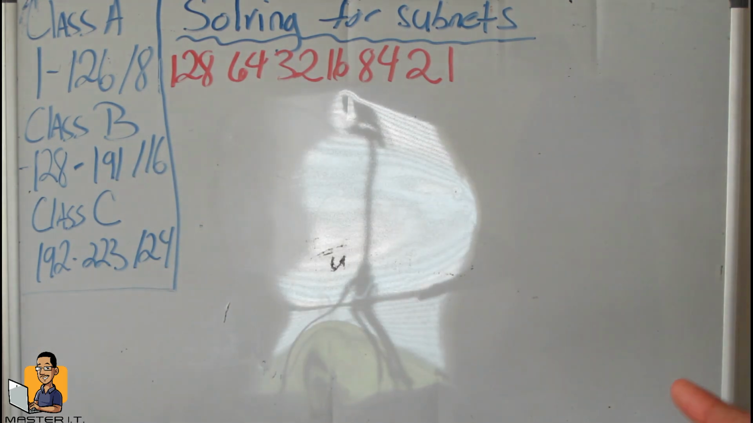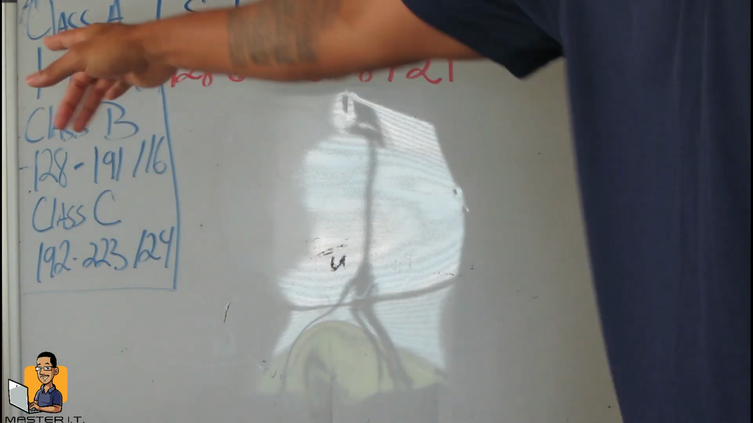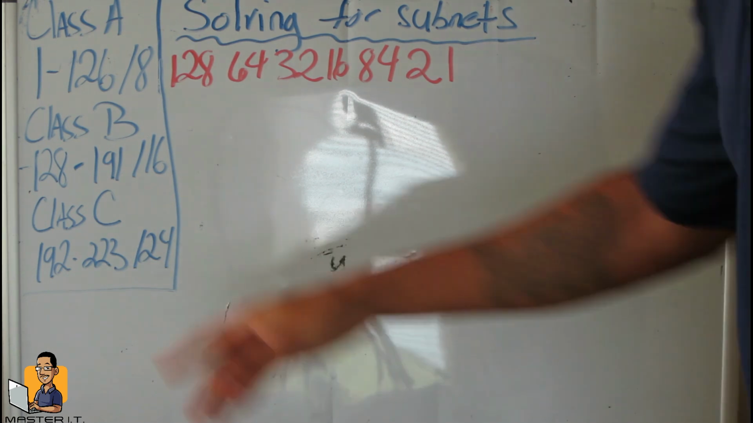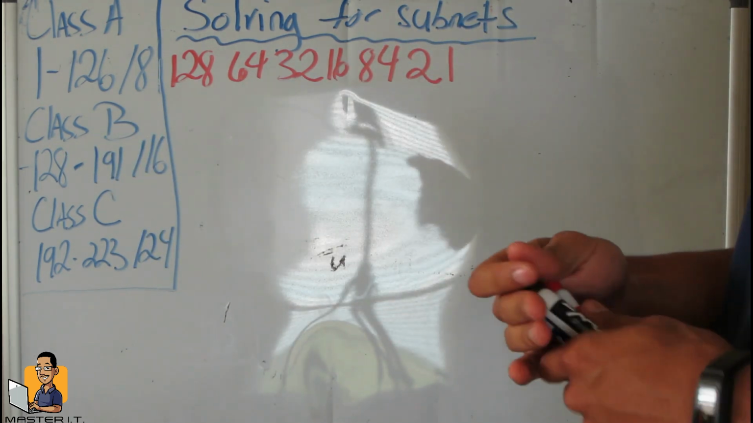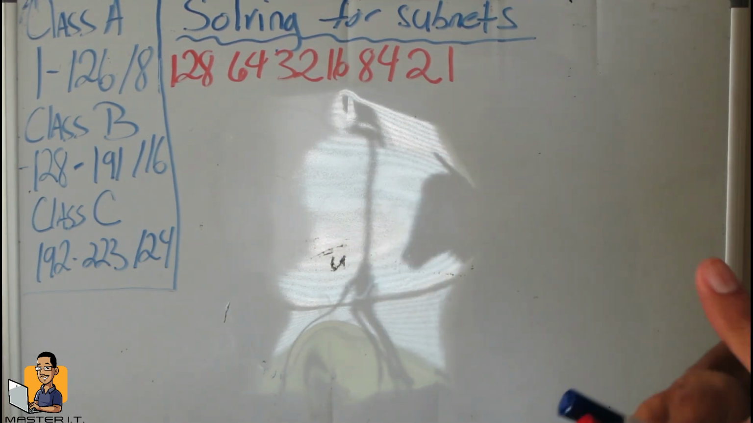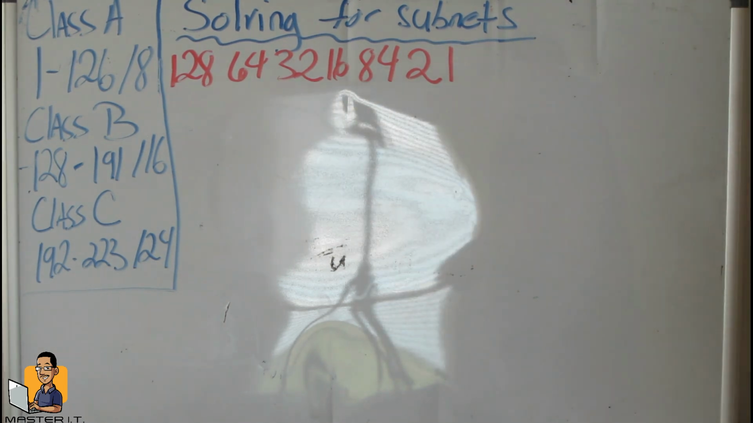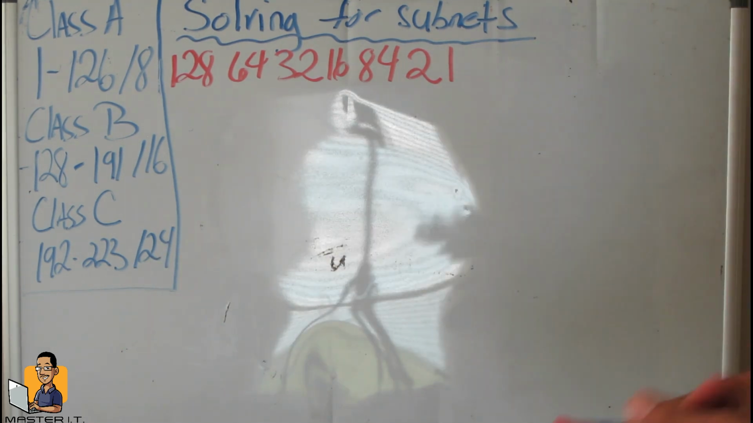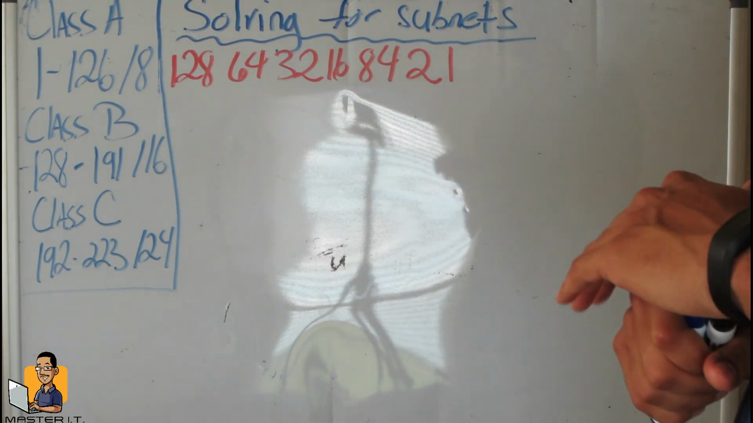These are the classes of IP addresses. A class A IP address is any IP address where the first octet is from 1 to 126, and by default it has 8 bits turned on. A class B IP address is any IP address that starts from 128 to 191 and by default has 16 bits turned on. A class C IP address is any IP address that starts with 192 all the way up to 223, and it has 24 bits on by default. There are other classes of IP addresses, but this is the main thing we're going to worry about on the test, so we're just going to look at class A, B, and C.